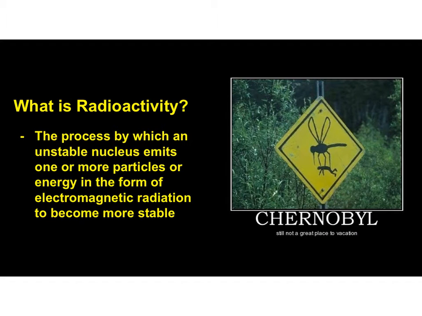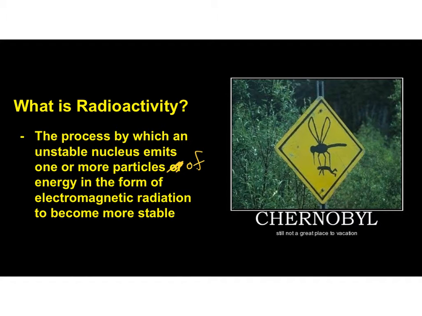Our very first question that you guys are going to respond to is, what is radioactivity? So that should be the first question in your red reference sheet. The answer to that is radioactivity is the process by which an unstable nucleus emits one or more particles of energy in the form of electromagnetic radiation to become more stable. So I'm going to fix this instead of or, I'm going to write of, so it makes a little bit more sense.